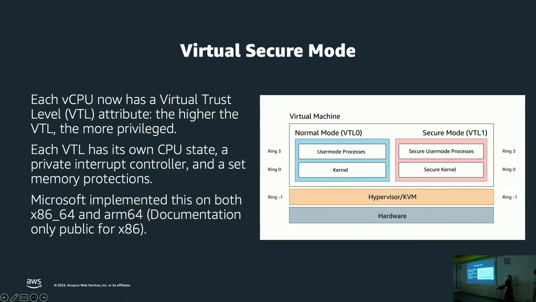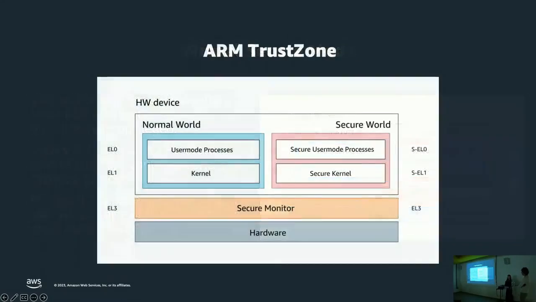For each vCPU and each VTL, there are certain private registers and MSRs, but some registers and MSRs are shared between VTLs of the same vCPU. And finally, for each VTL, there are different memory access permissions. So that's how VTL 1 protects or hides data from VTL 0. Microsoft implemented this for both x86 and ARM. But yeah, we implemented it for x86.